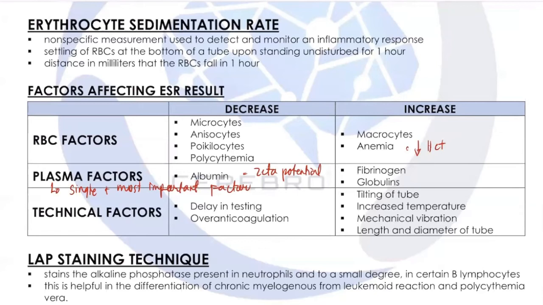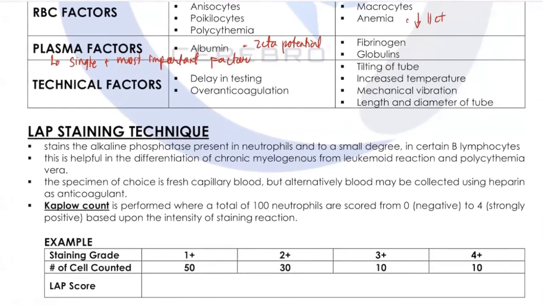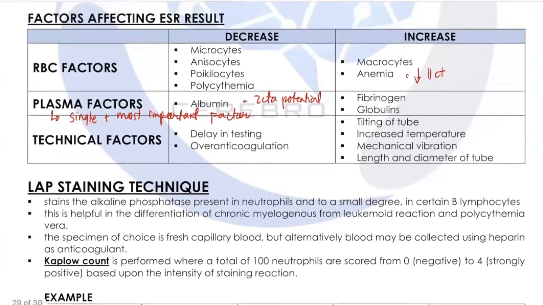Another, and I think the most important thing here that we should remember, are the technical factors, because again, in ASCP, usually they are asking about erroneous results. They are asking about how a particular test is being influenced by certain technical factors, and how would you do a remedy about it, right? So first, for the technical factors, what are the technical factors that will decrease ESR?